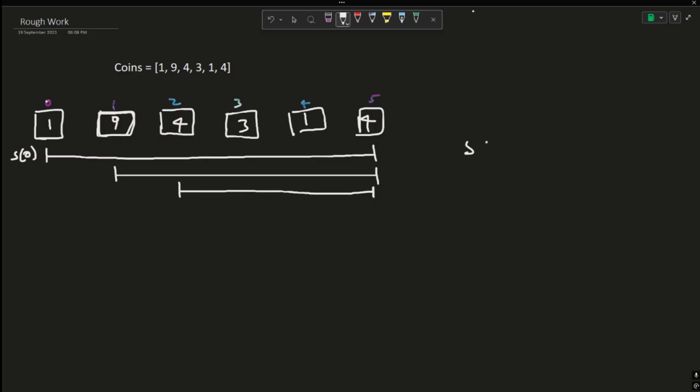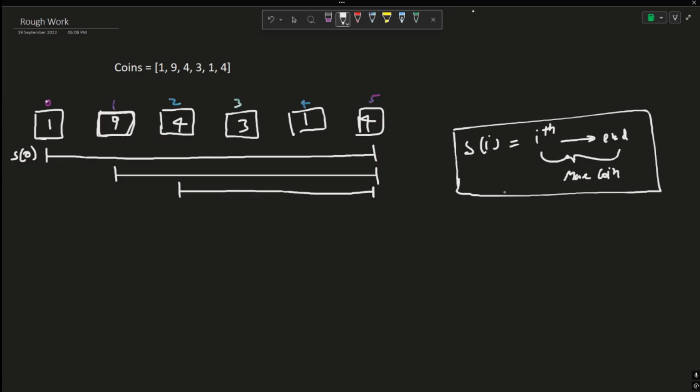So Si represents: start from the ith position, go till the end, get the max coin. This would be our subproblem. This means we are starting from S0 and going till the end. This is S0. S1 would be starting from 1 and going till the end. S2 would be starting from the second house and going till the end. So that's what this means: I start from i, go to the end, get the max coin. So this is our subproblem.